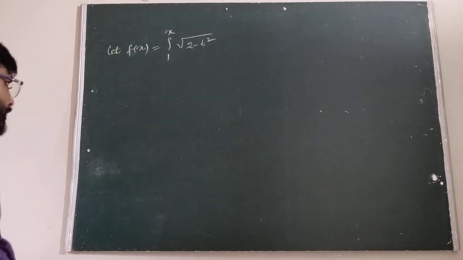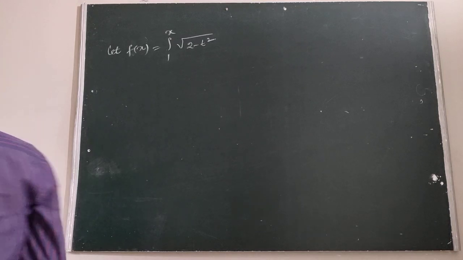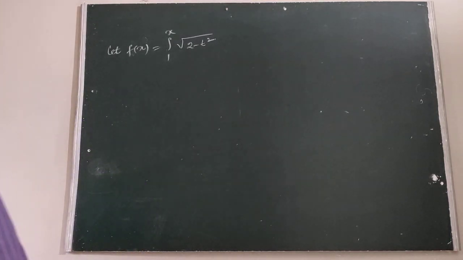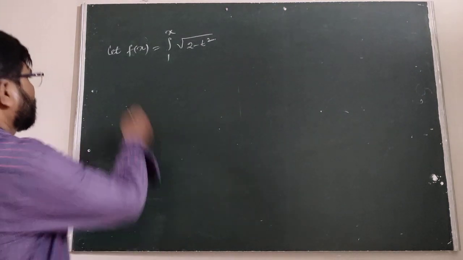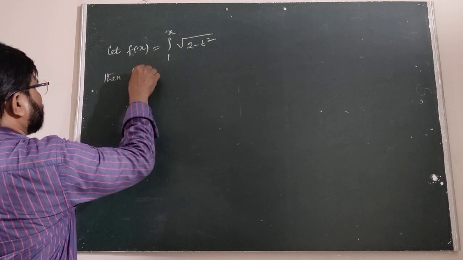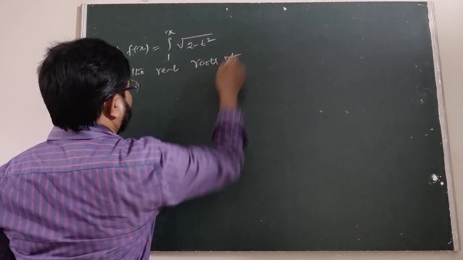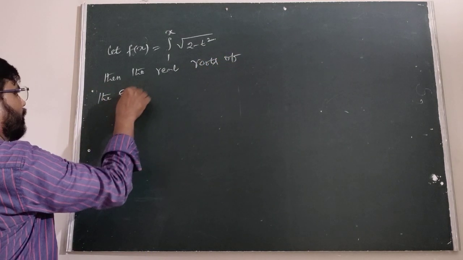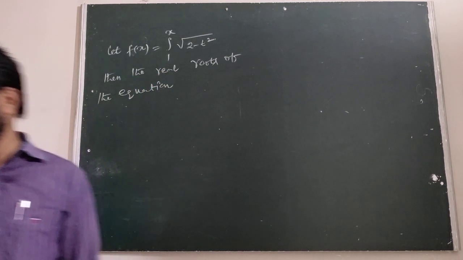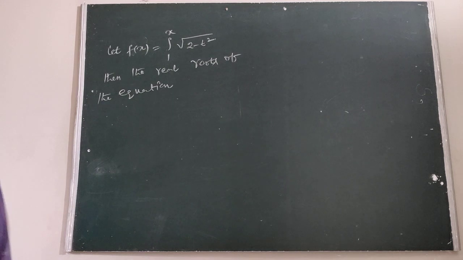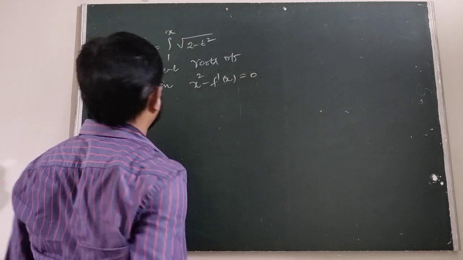Let f of x equal to the integral from 1 to x of root of 2 minus t square dt. Then the real roots of the equation x square minus f dash of x equal to 0.